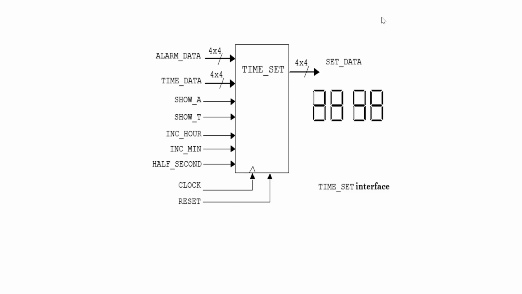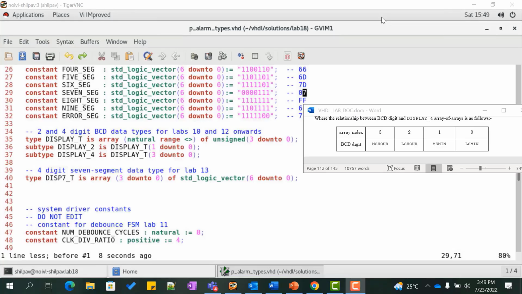Alarm_data, time_data, and set_data are array of array data types containing 4 elements, where each element represents a 4-bit array which is used to represent a single digit of the alarm clock. The declarations for the 2 and 4-bit digit BCD arrays can be found in the alarm types package, where the relationship between the BCD digit and display_4 array of arrays is as shown in the table.